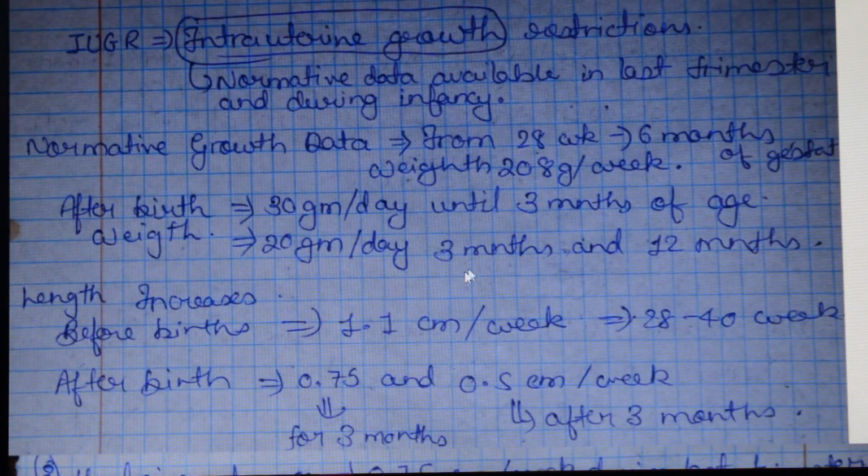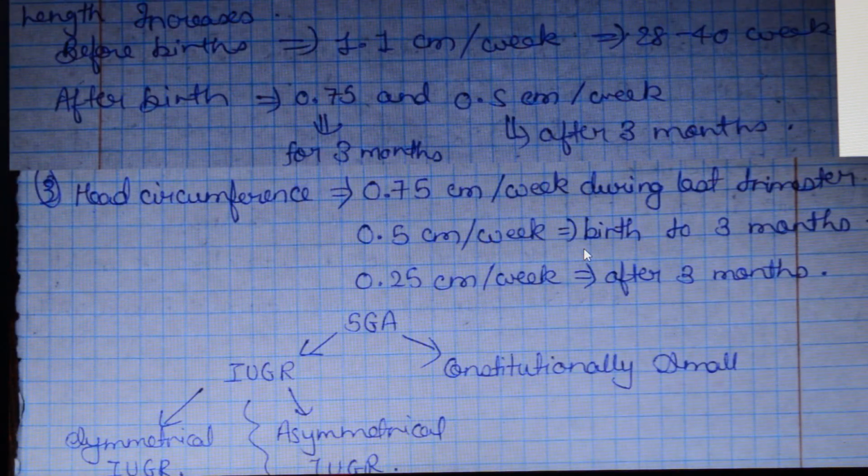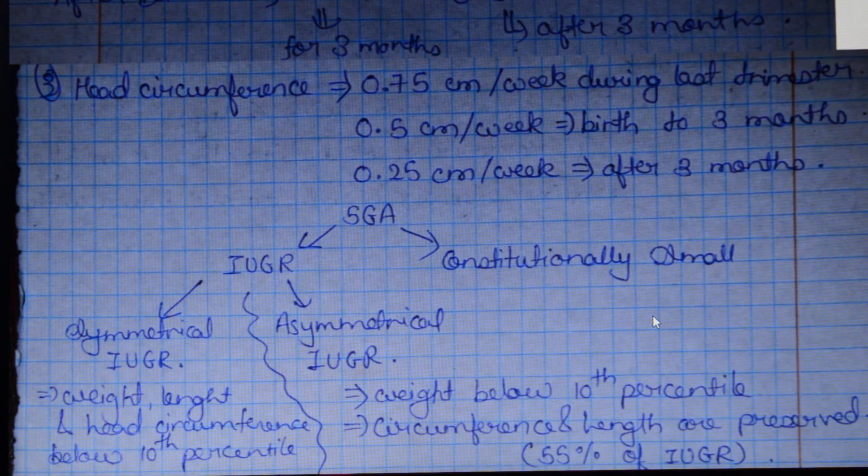Now what should be the exact weights and description about these things? How much weight, how much length increases before birth and after birth. The before birth is always higher than the after birth, as we know that in the first year, during infancy, the length increase is more, and later on lesser up to 18 years. You can check the statistical data over here. And also the SGA, the small for gestational age, has some groups: IUGR and the constitutionally small.